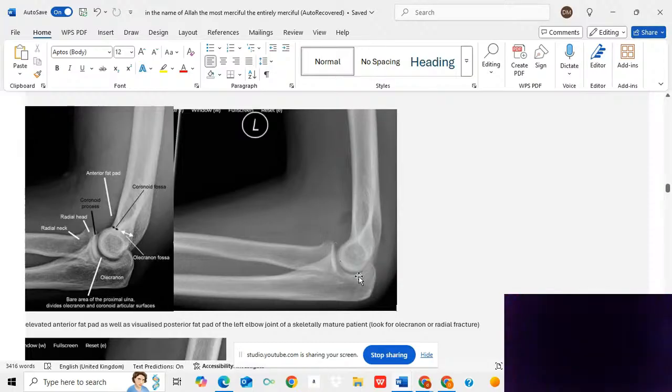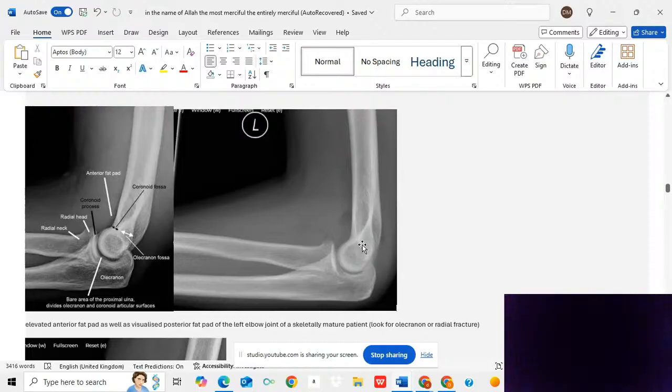Okay, the anterior fat pad is elevated and the posterior fat pad is displaced to be visualized. This means that there's something here displacing this and making it elevated, displacing this and making it visualized. What is this? This is elbow joint effusion. So elevated anterior fat pad as well as visualized posterior fat pad of the left elbow joint of a skeletally mature patient is a sign of elbow joint effusion.